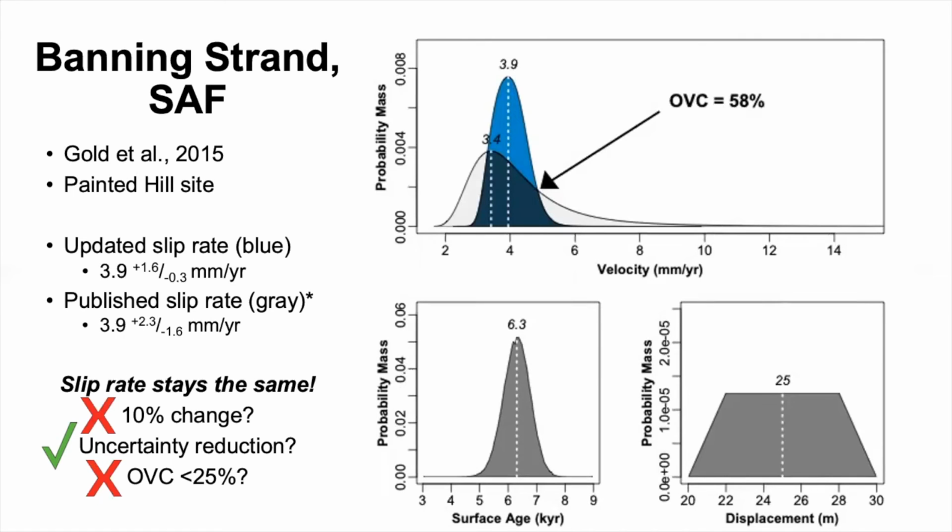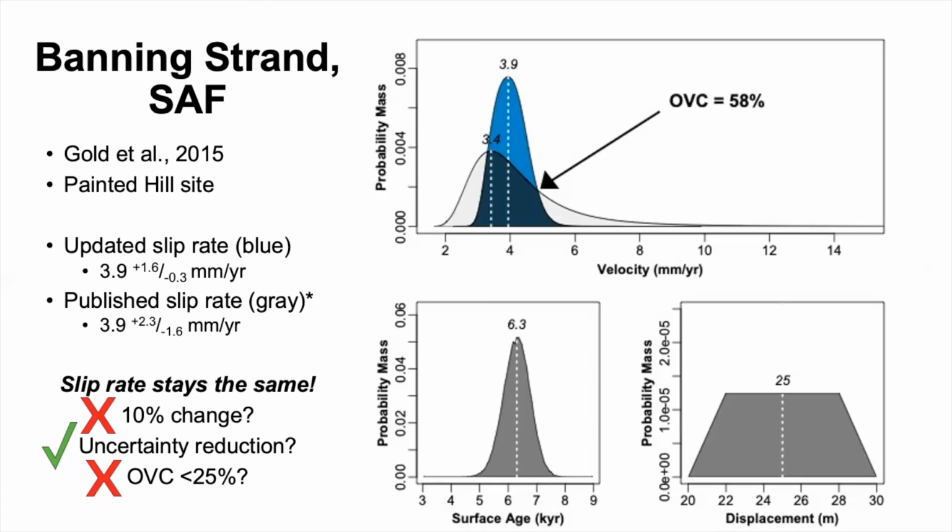Our second example is from the Banning Strand of the San Andreas Fault. At this site, we found that the updates we made resulted in a less than 10% change in the preferred slip rate. I want to note that the published slip rate is 3.9 millimeters per year because the authors chose to use a median value of the resulting PDF. The value I show at the upper right is 3.4 because during the modeling process, we show the maximum value of the probability distribution function.